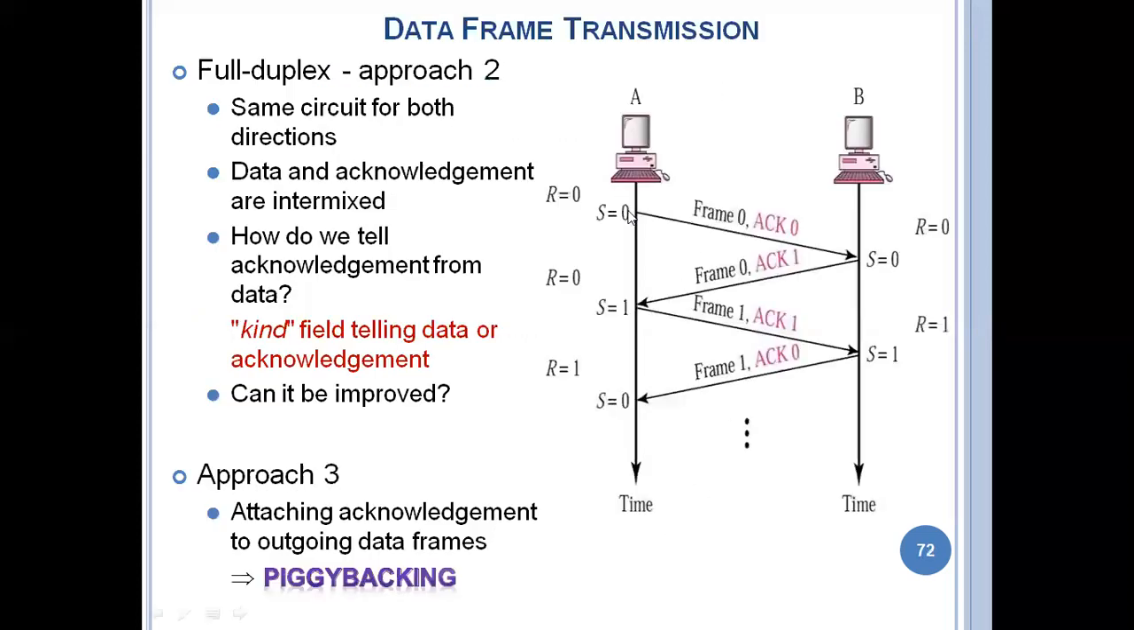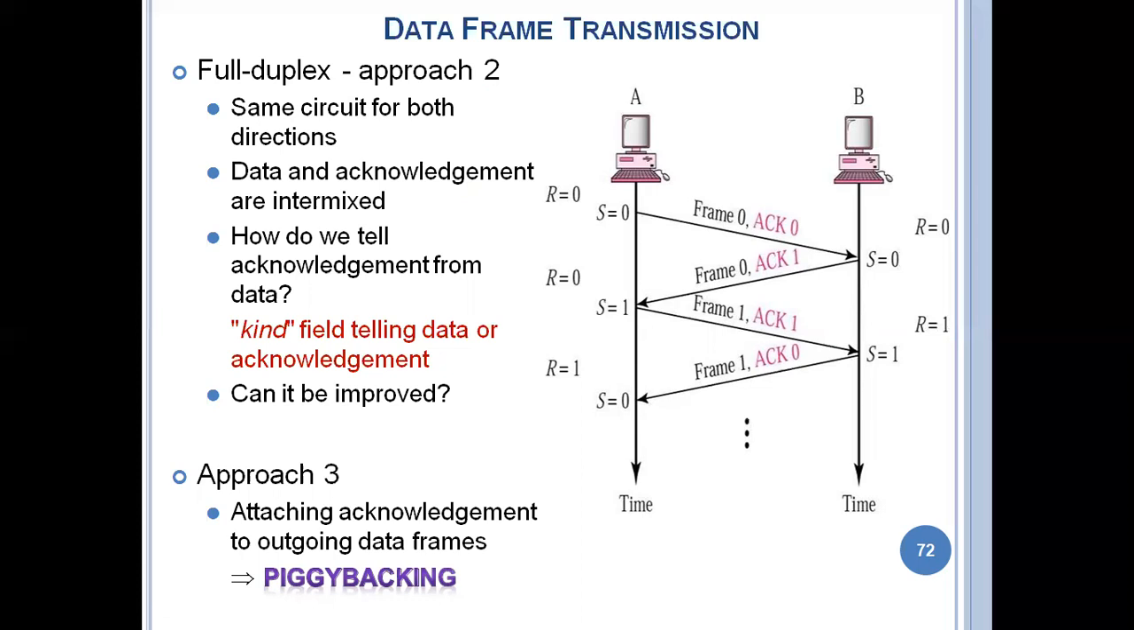Here, the data frame and acknowledgement are combined together and use the same channel. In the full duplex approach, it is the same circuit for both directions. Please note this, it is a very important point here. Same circuit for both directions, and data and acknowledgements are intermixed. So here in the full duplex mode, data as well as acknowledgements are intermixed.